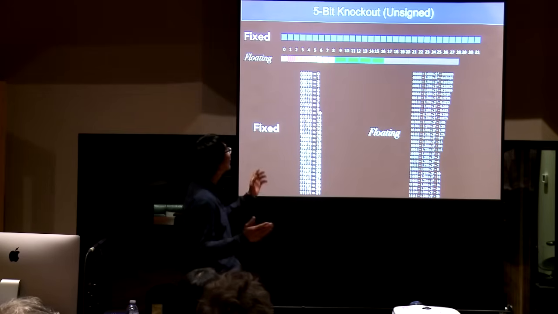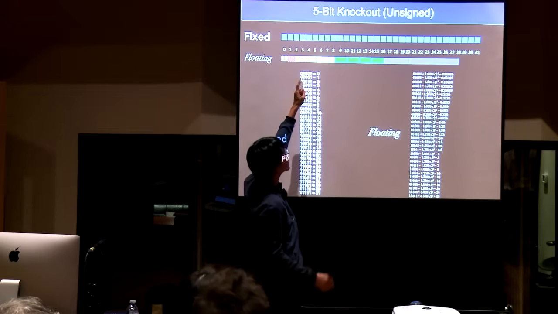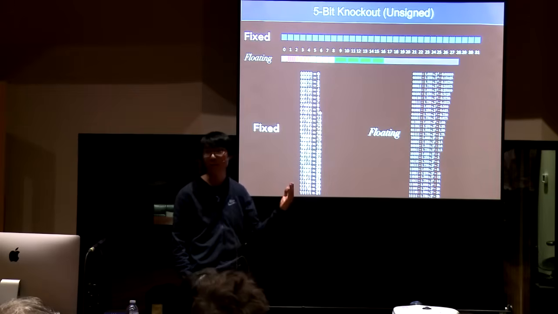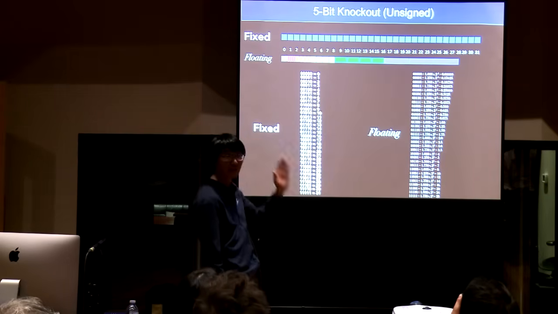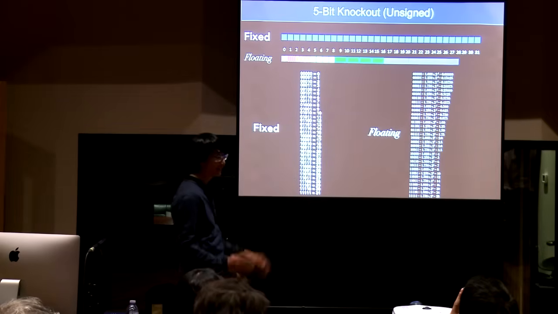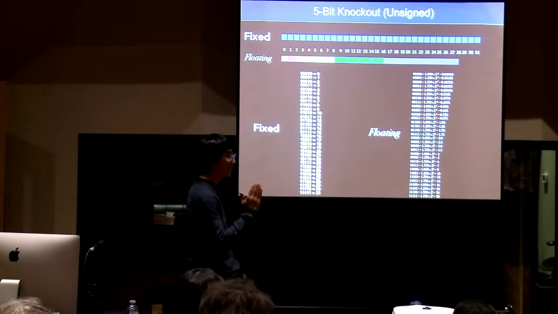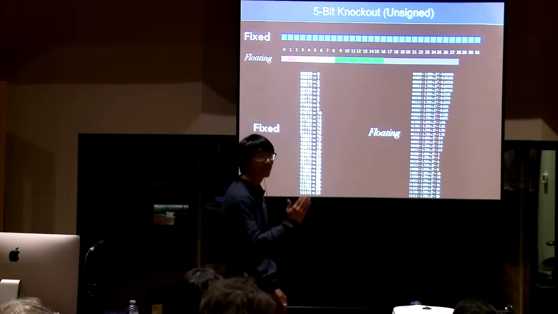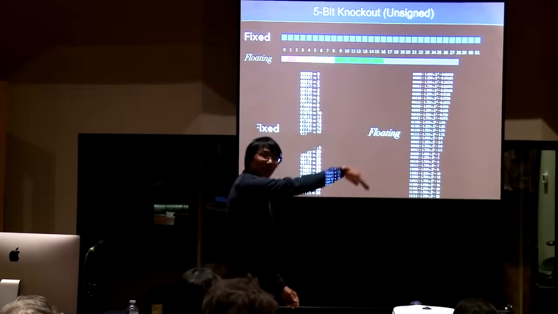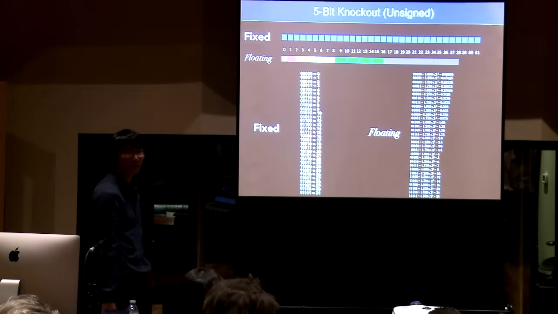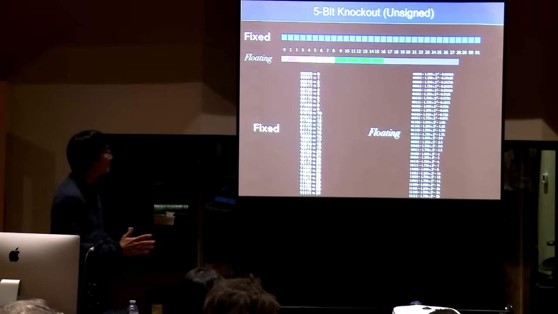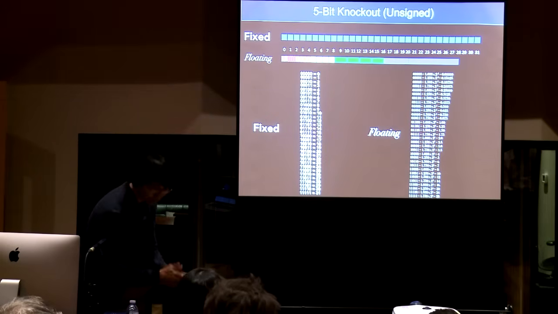So if you count the number of possibilities, they are both 32. But for the fixed point, it's very even. You've got your 32. But for floating, it's like, okay, I'm here. Okay, a bit more, and then lastly it's like jumping a big range. So that's how they got the big range. So far, okay? Not too bad?